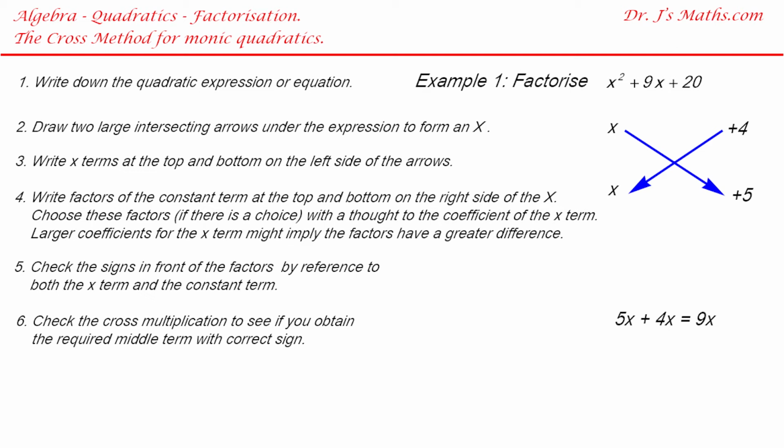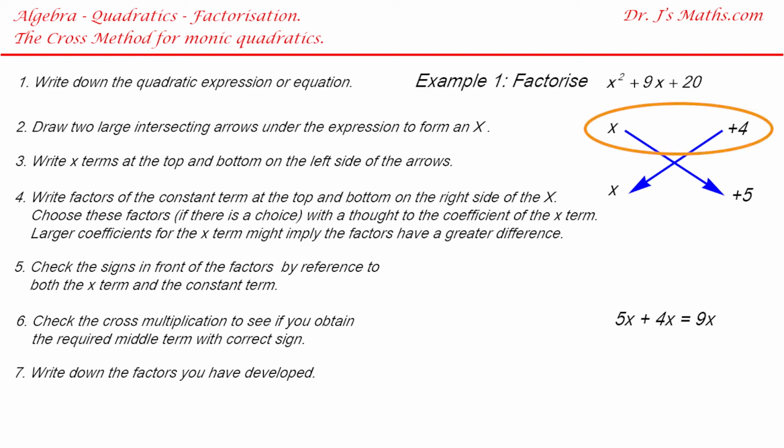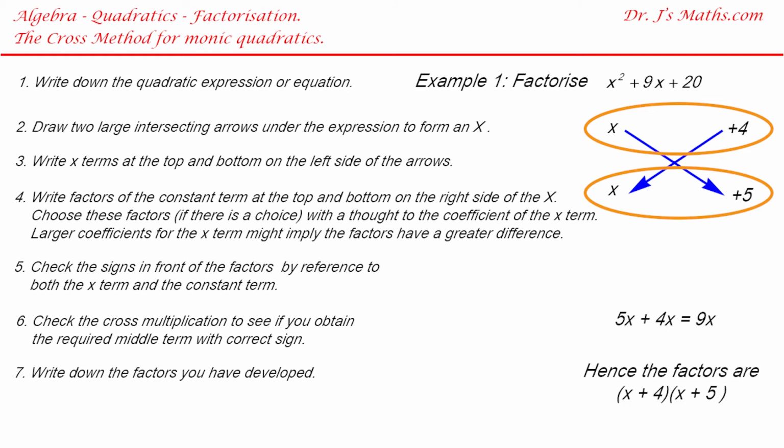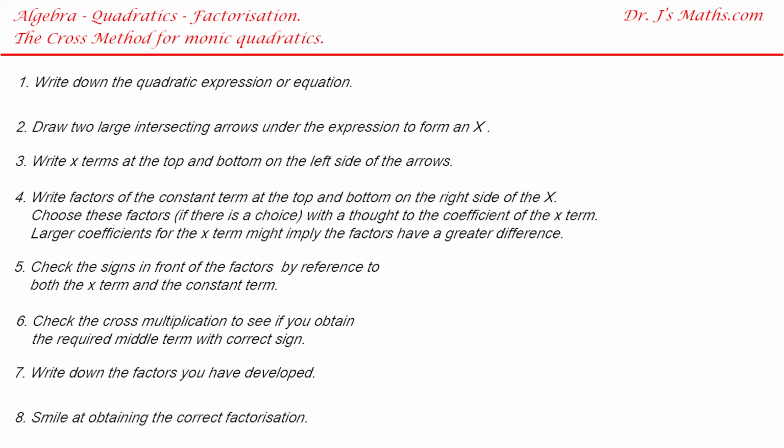And so we can just go straight into step 7 to write down the factors we have developed. So we've got (x plus 4)(x plus 5). So that's fine. And now the last step, terribly important, step 8, smile because you've obtained the correct factorisation. So these 8 steps are what we're going to follow every time to be able to factorise monic quadratics.